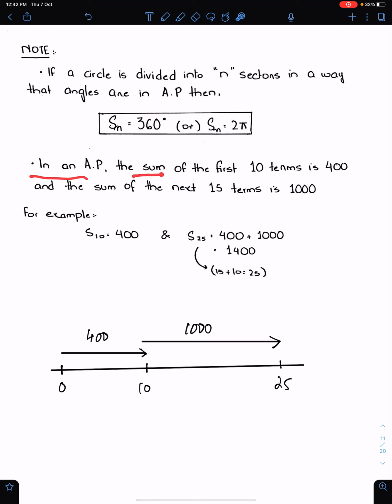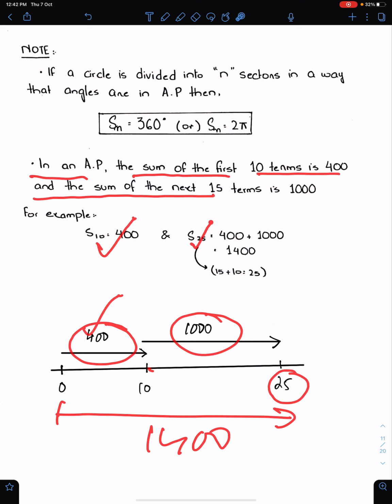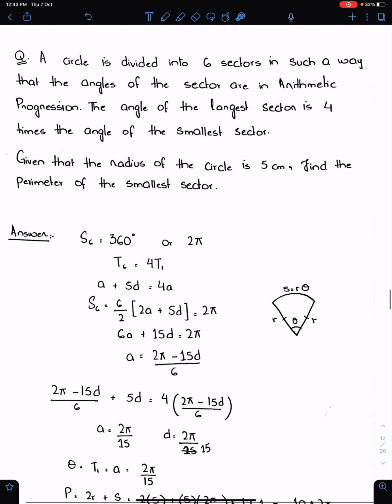In an AP, the sum of the first 10 terms is 400. Let's suppose this is 400, and the sum of the next 15 means this is 1000. So from here to here, this will be 1400. S10 is 400, S25 will be S10 plus next 15, so 1400. So make sure you understand this thing, you need to add these two to get S25. First 10 plus next 15 means S25. Some important questions.